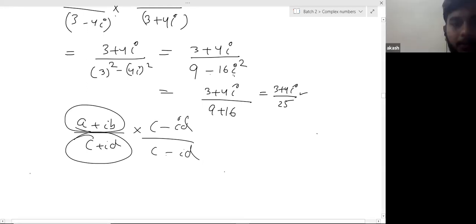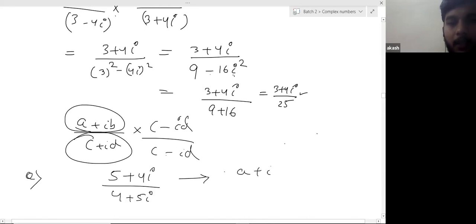Okay, let me give you another question. The question is 5 plus 4i upon 4 plus 5i. You have to change this into a plus ib form. Here, what is the a plus ib form? Like this, 3 upon 25 plus 4 upon 25i. This is a, this is b, right? You have to solve this one. 5 plus 4i upon 4 plus 5i. Clear?